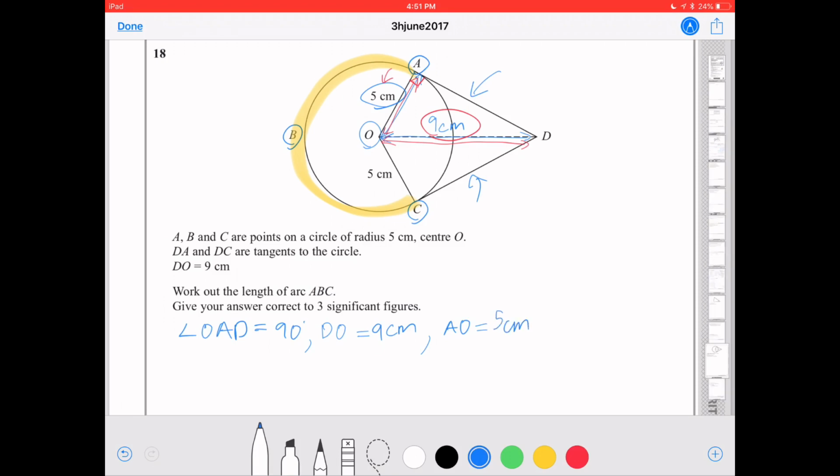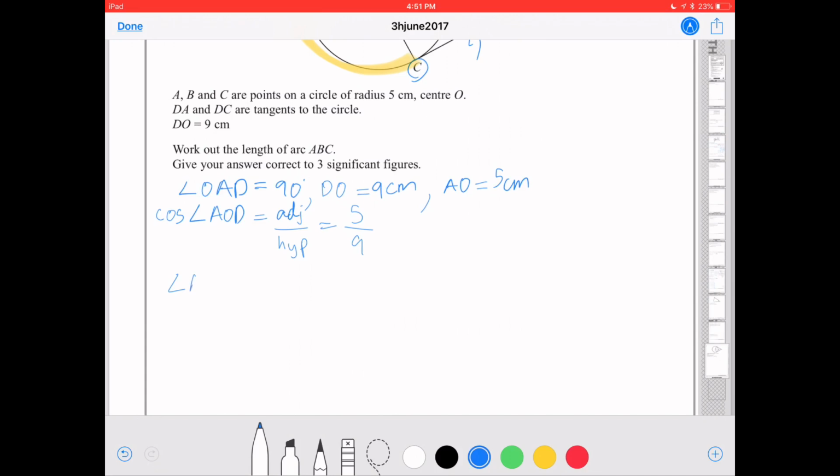Okay. So, we can now use trigonometry to find the angle AOD. So, cos of angle AOD equals to adjacent, which is this one, over hypotenuse, which is this one. The adjacent is 5 centimeter and the hypotenuse is 9 centimeter. So angle AOD equals to cos inverse 5 over 9.